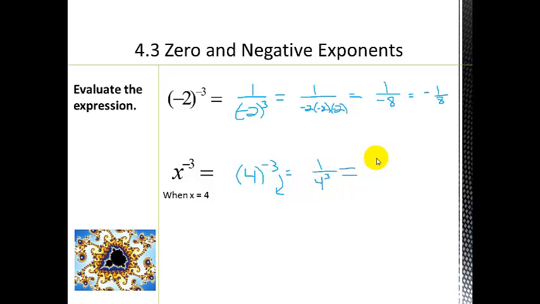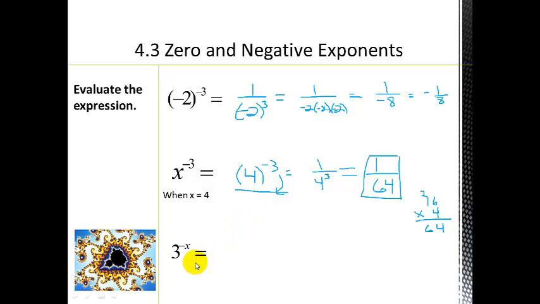This is the same as 1 over 4 times 4 times 4. 4 times 4 is 16. 16 times 4 is 64. That gives me 1/64. So this is the same as our original expression when I substituted in the positive 4.